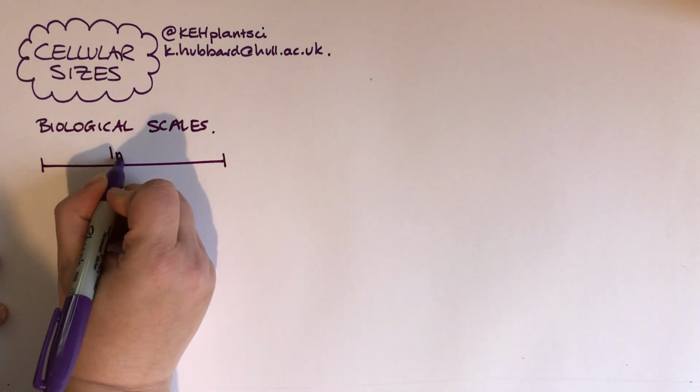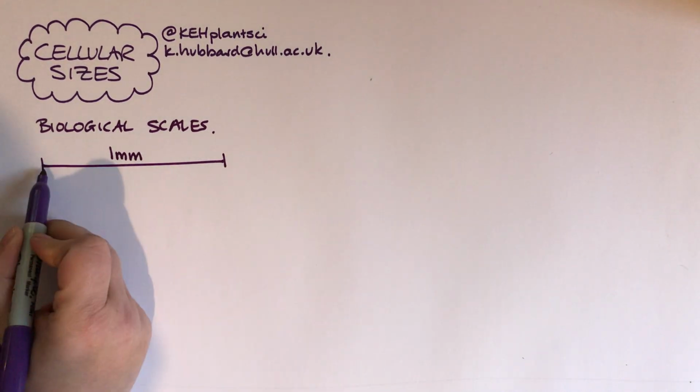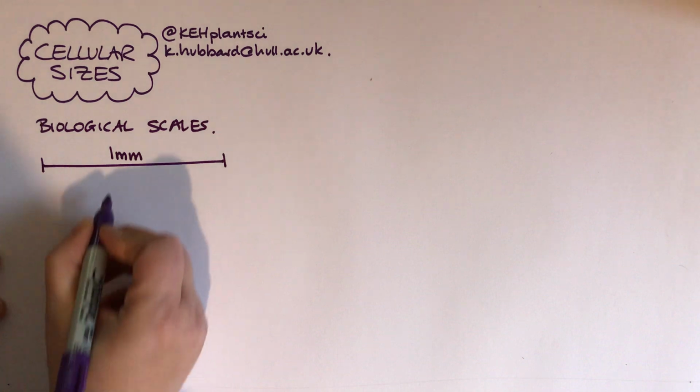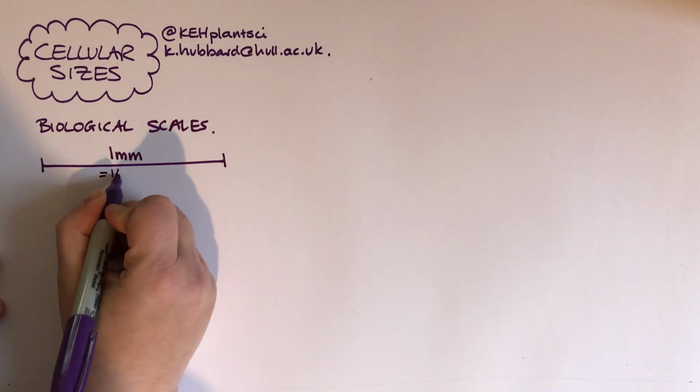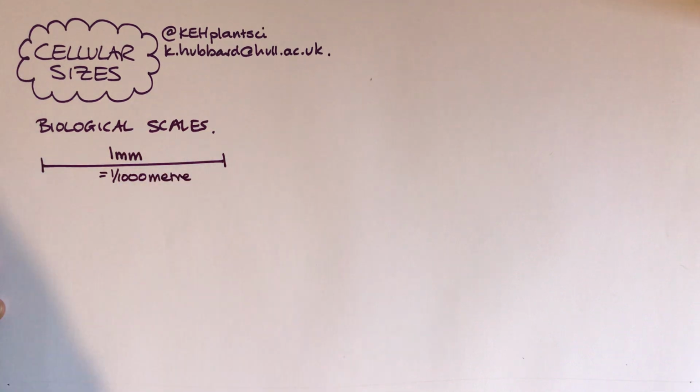So 1 millimetre on your conventional ruler is pretty small, but I've drawn this 1 millimetre much bigger here. So 1 millimetre is obviously 1,000th of a metre, and that's a unit that we are used to. Some cells are about a millimetre across, but those are quite unusual cells. Most cells are much smaller than that, so we need to think about subdividing that millimetre even more.